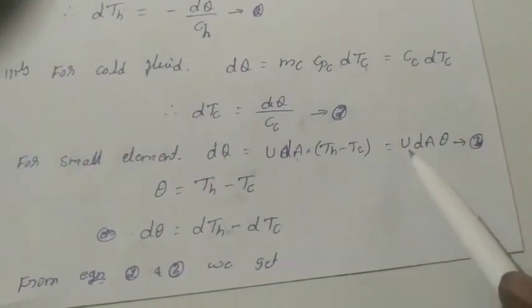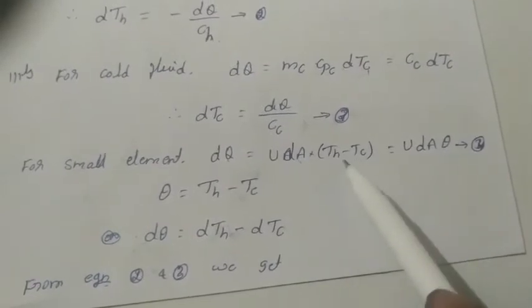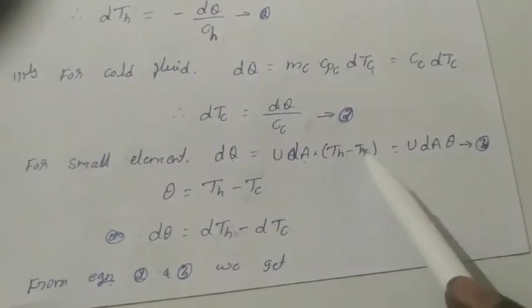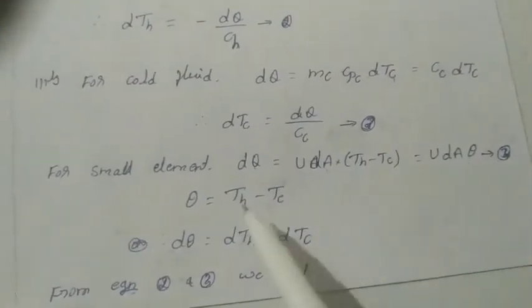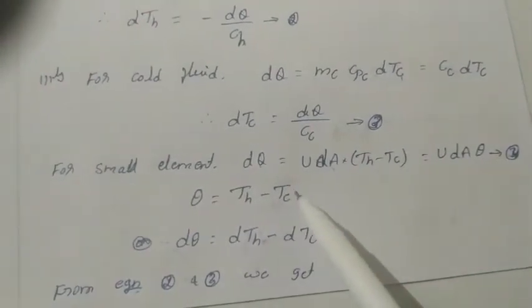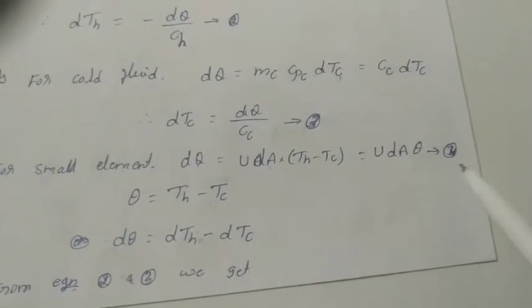So that is equal to U dA into theta. Theta is nothing but the temperature difference between the hot and cold fluid. Hence theta is equal to Th minus Tc. This is called equation number 4.